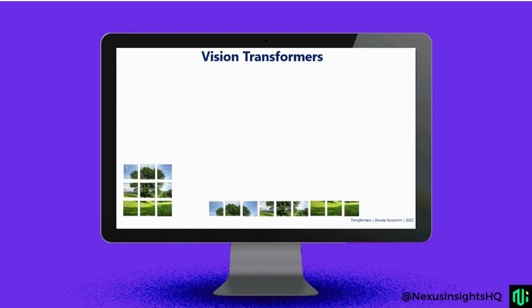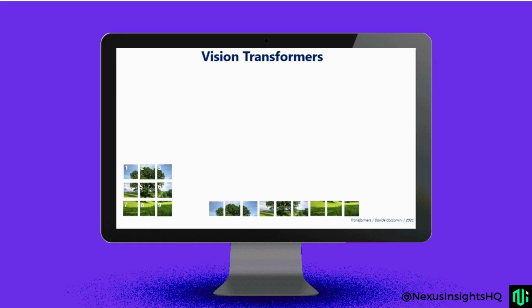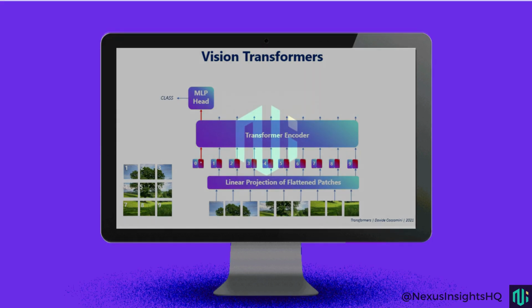Deep learning has been rocked by the popularity of transformers. Transformers, which were formerly only used in natural language processing, are now also utilized in computer vision pipelines.